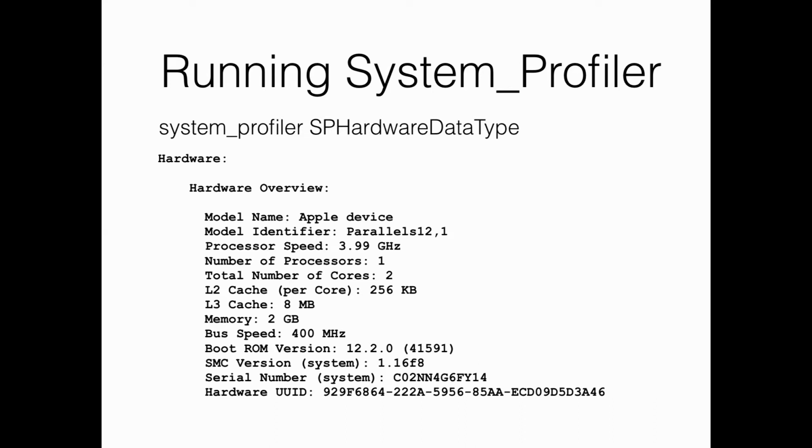In this case, this is an example of what I'd get if I ran System Profiler with the SPHardwareDataType. I would get information about my Mac. In this case, I was running it on Parallels, obviously, and I can find out the hardware ID. I can find out all kinds of things about the Mac. But this is what the output generally looks like. You have maybe some empty lines, but generally you have a name, a colon, and a value.